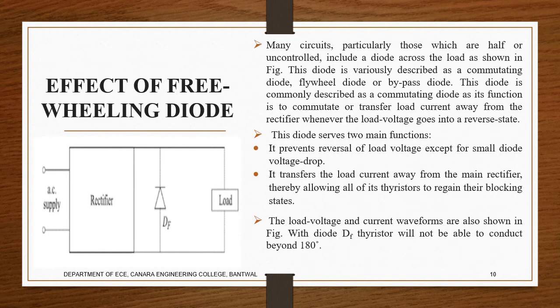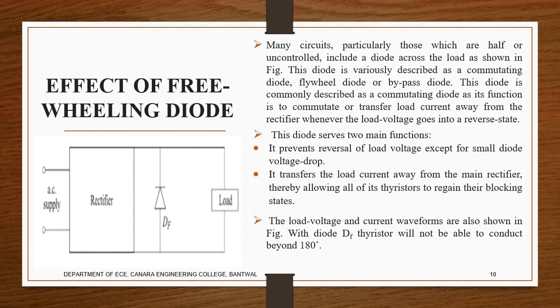Now we are implementing the diode, but why do we require it? First thing, in most half-controlled or uncontrolled circuits, we usually use a diode. It is usually described as the commutating diode, flywheel diode, or bypass diode. This diode is commonly described as the commutator diode, as its function is to commutate or transfer load current away from the rectifier, and the load voltage goes into the reverse state, because we have seen that a small amount of voltage decreases and it goes into the reverse state due to the presence of an inductor. It prevents the reversal of the load voltage except for a small voltage drop. So that is one of the functions of the diode.